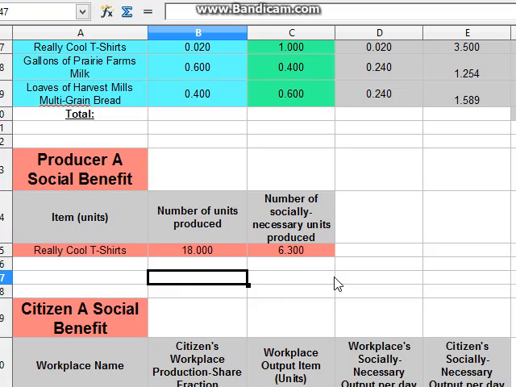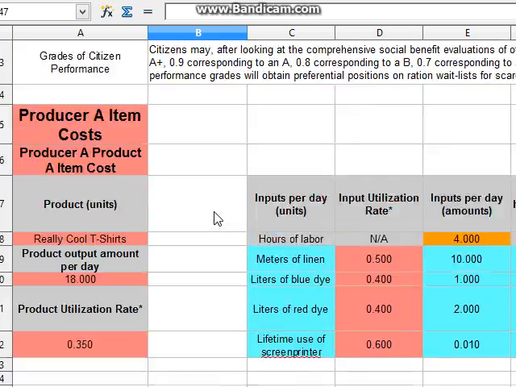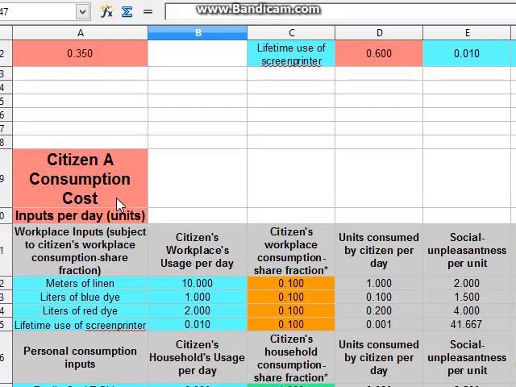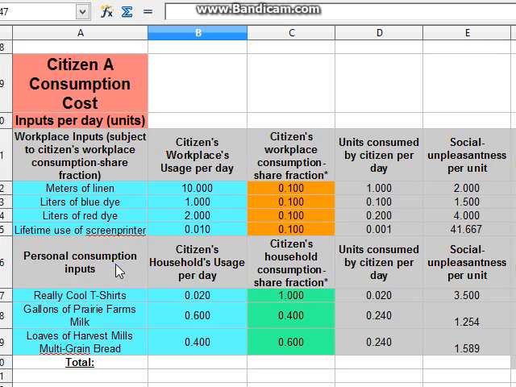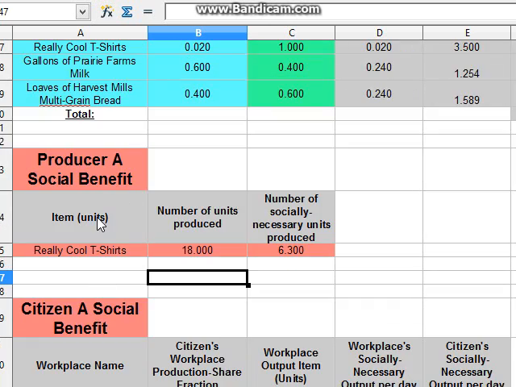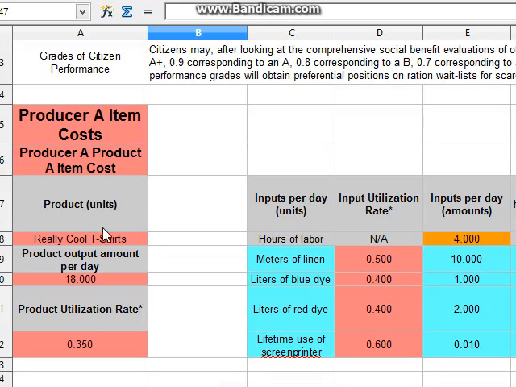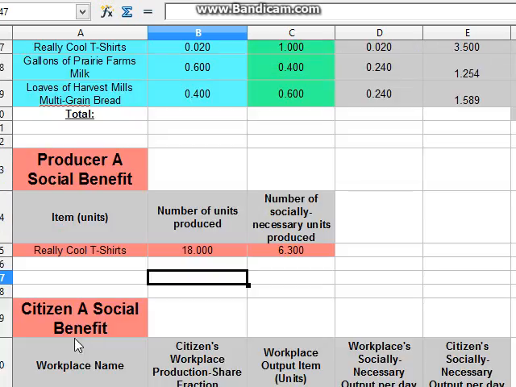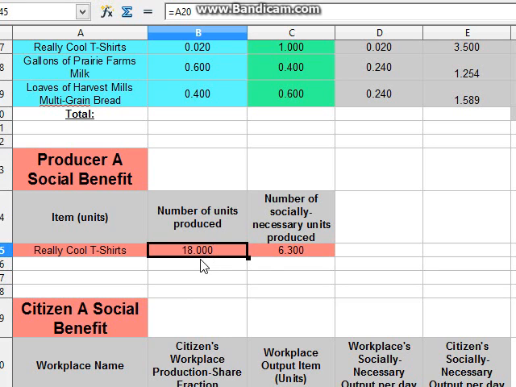Okay, so we've looked at the costs from the workplace and citizen perspective. Now we're going to go on to benefits. Okay, what's the benefit of this producer A? Well, they're producing really cool t-shirts, as we saw above. Okay, this is how many produced.